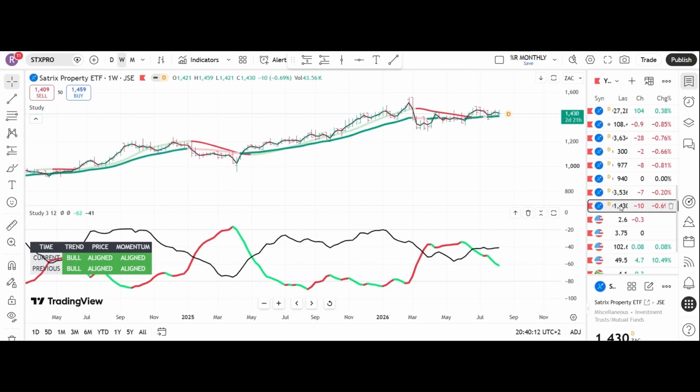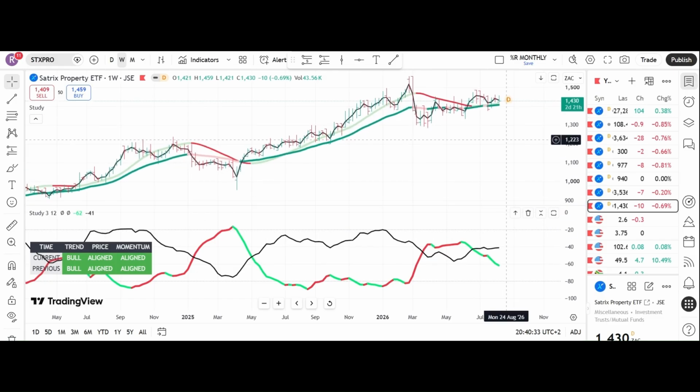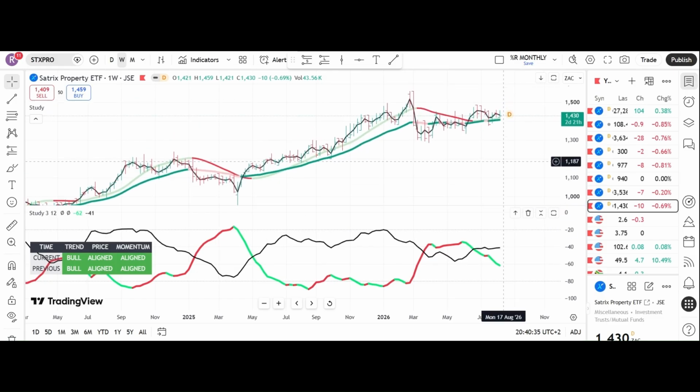Which brings us to, lastly, the Satrix property. And here we're still in that bullish momentum, and trend and price are also aligned with that. That specifically happened when the black line crossed over here, and we're still going bullish on our properties.